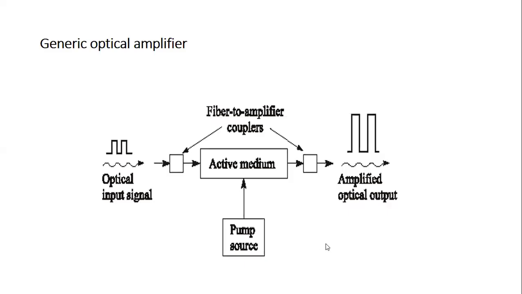Hello everyone. This is the basic block diagram of any generic optical amplifier. Here you can see this is the optical input signal, this is the amplified output signal, this is the active medium, and this is the pump source. And these two are the fiber to amplifier couplers.